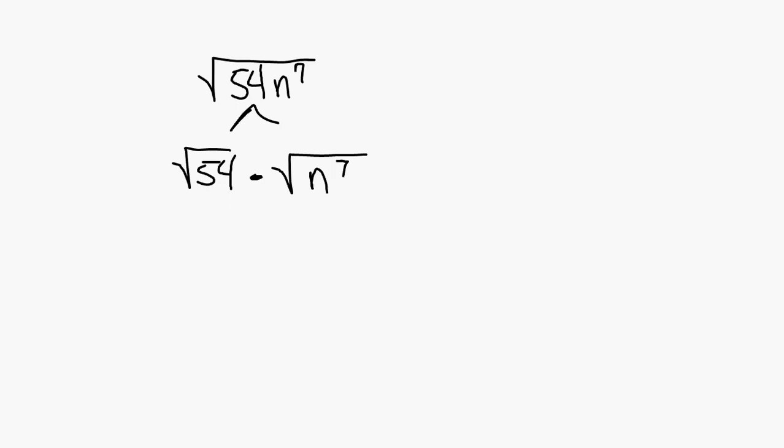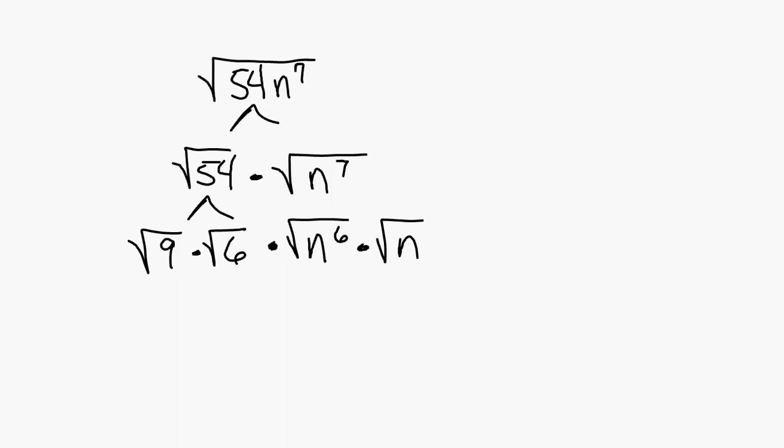Because the square root of 54, you worked on that yesterday. The square root of 54 simplifies to the square root of 9 times the square root of 6. And then you just have to worry about the n to the 7th, and you just did that. That's the square root of n to the 6th times the square root of n. And then you simplify your perfect squares. Square root of 9 is 3 times your square root of 6 times the square root of n to the 6th is equal to n to the 3rd, and your square root of n is in simplest form.